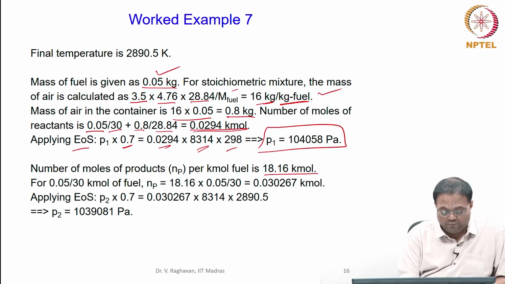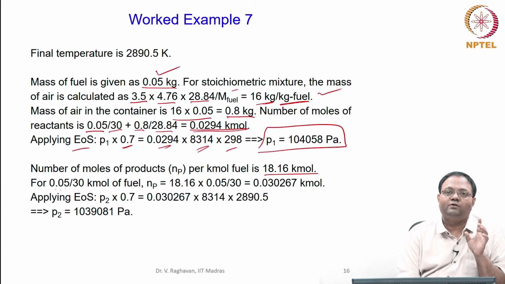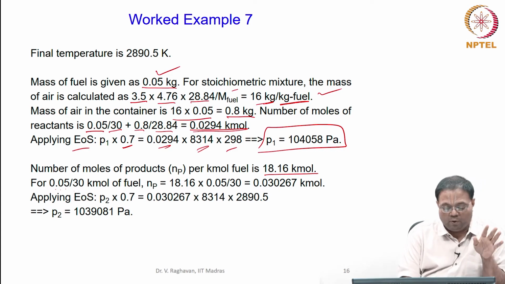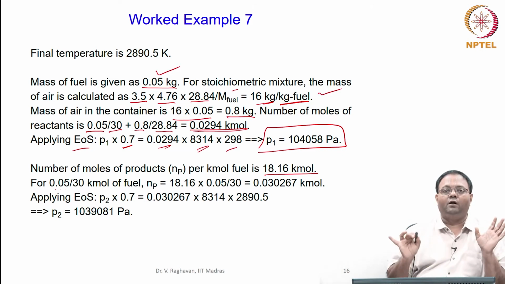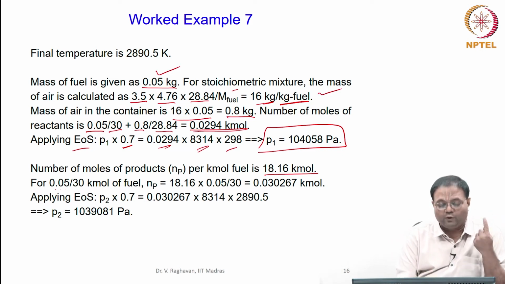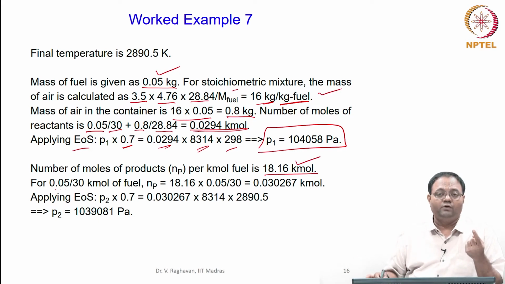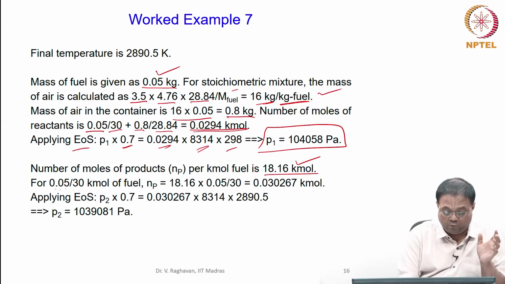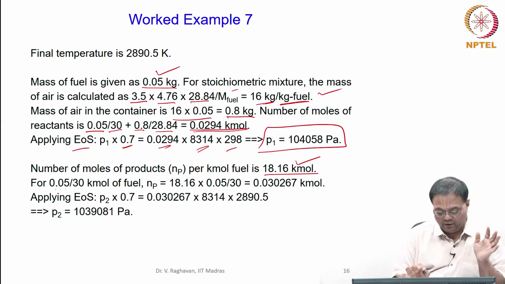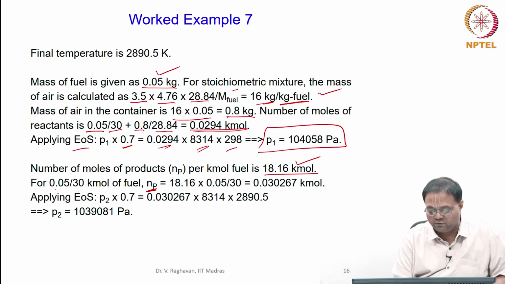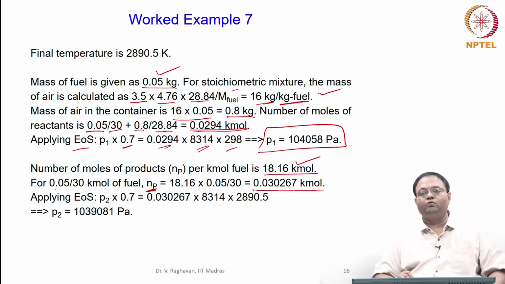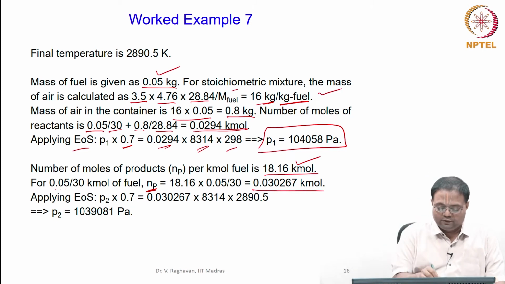Now, for 0.05 by 30 kilomole of fuel, it is not 1 kilomole of fuel that has burnt. Since the mass of the fuel is given as 0.05 kg, corresponding to that will be 0.05 by 30 kilomole of fuel. So, when 1 kilomole of fuel burns, you get 18.16 kilomoles of products. But now how many kilomoles of fuel are burning? 0.05 by 30 kilomole of fuel is burning. Corresponding to that, the number of product moles will be 0.030267 kilomoles.